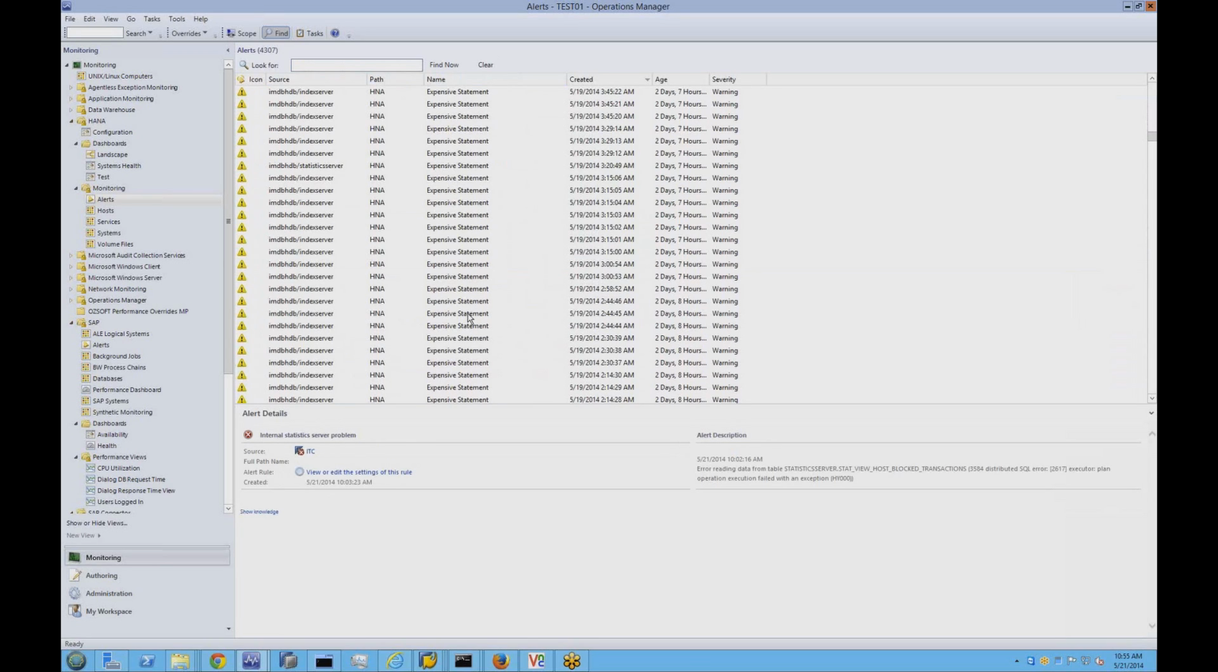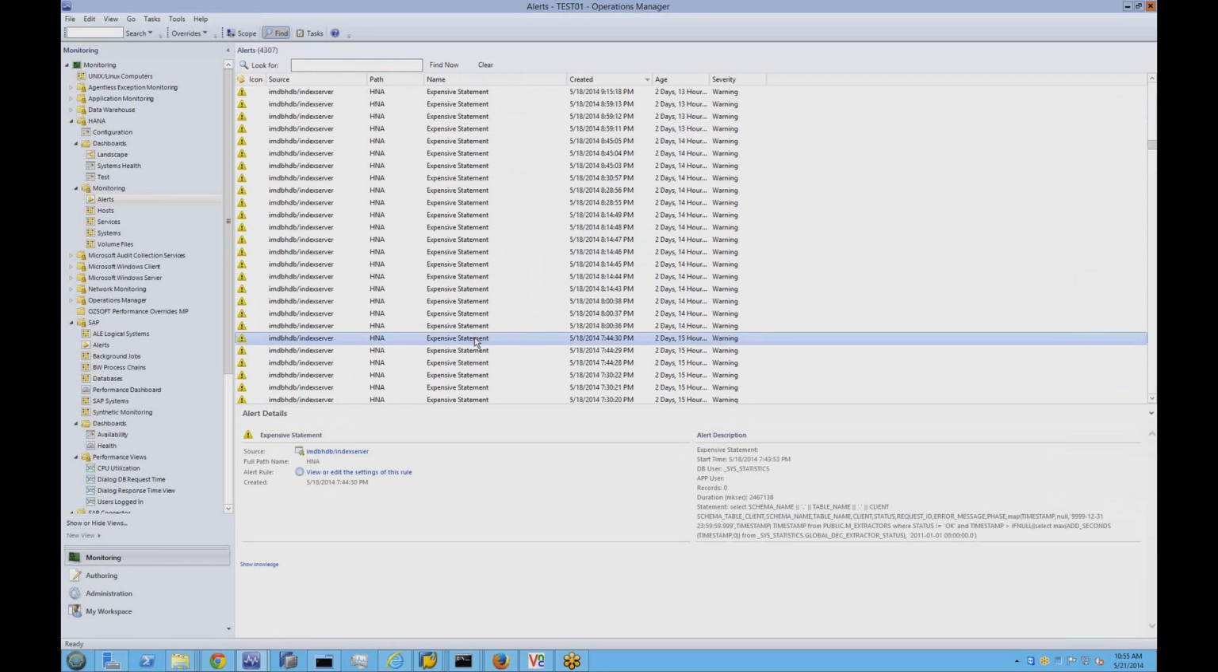Our monitor, I think, is set with a threshold above 80%. You can customize that through the override. This is our other database, which seems to also have a lot of expensive statement alerts. HANA. Okay, well, it doesn't seem to be a memory alert.